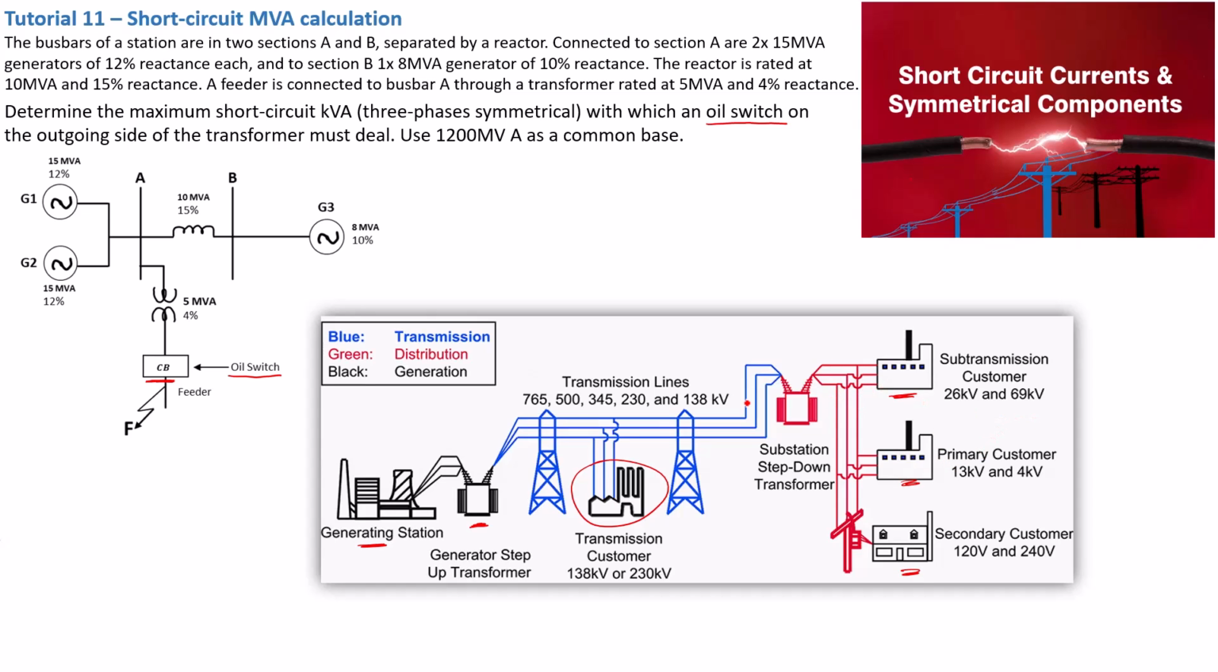Regardless of where this substation is found on your electrical network, the principle used to find out the fault level that this circuit breaker will be breaking is going to be the same, right? The only difference will be the size and the amount of current that must be interrupted in case of a short circuit. Now, without any further ado, let's go ahead and start solving this tutorial 11 on short circuit MVA.